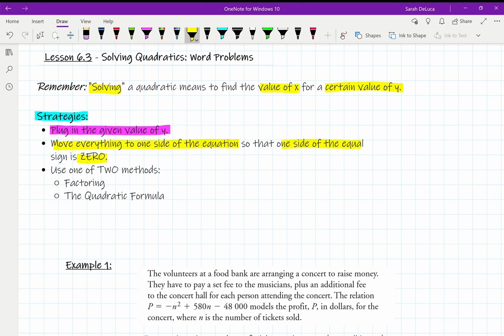Finding the zeros means that we're using one of our two methods. We have factoring, or we have the quadratic formula. So again, this all comes down to essentially finding the zeros. Even though in the initial question it might not be asking you for the zeros of the given equation, our method is to end up with an equation where we are finding the zeros of it to solve the problem.